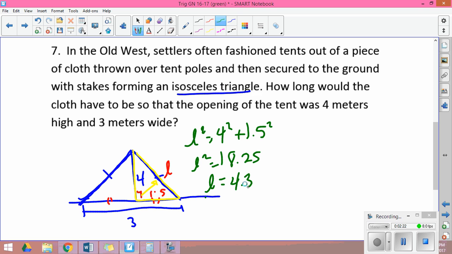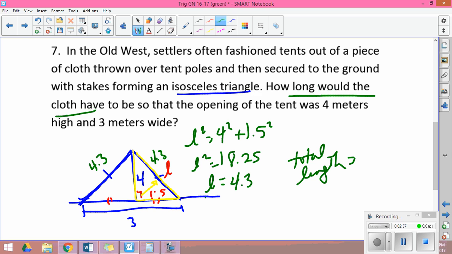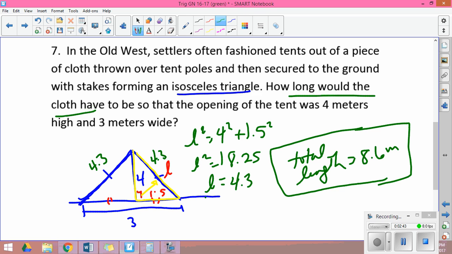But I need to know how long the entire cloth is. And if this is 4.3 and this is 4.3, my total length would have to be 4.3 times 2, which would be 8.6 meters. So you always want to make sure that you're answering the question.